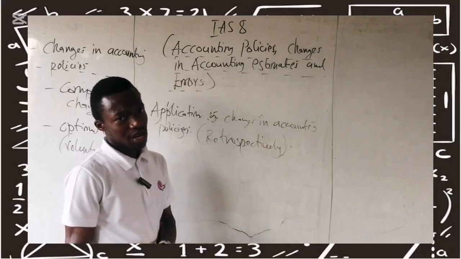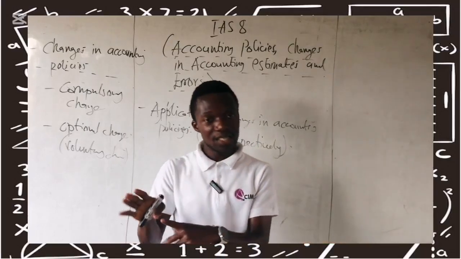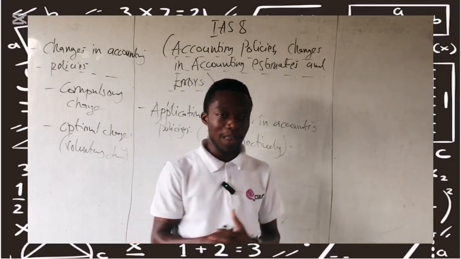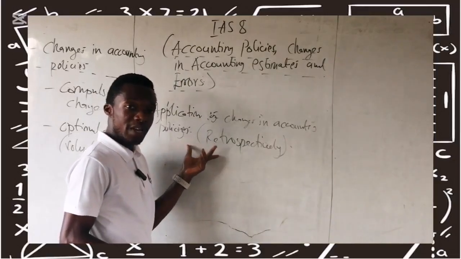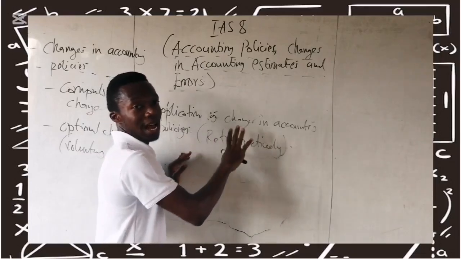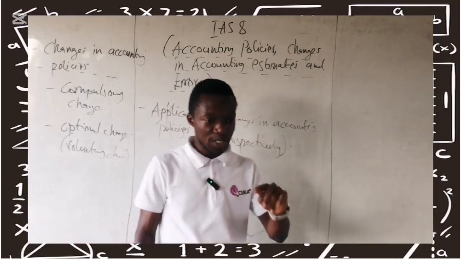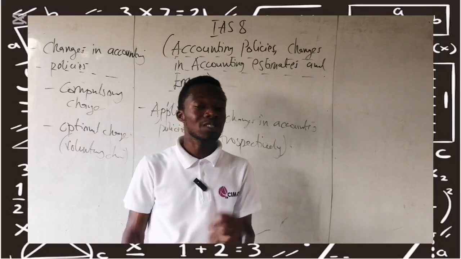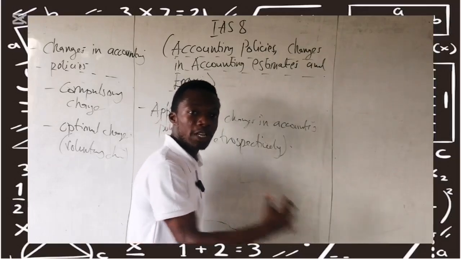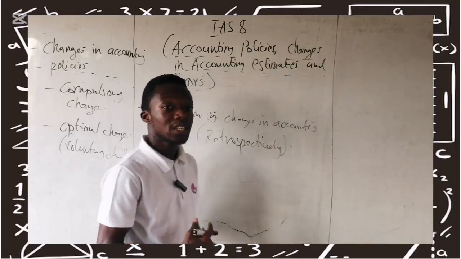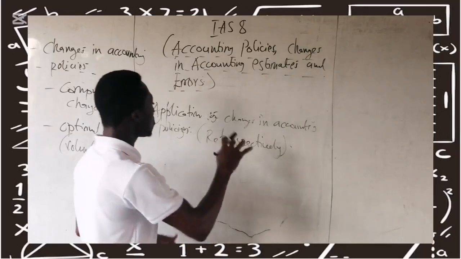But the big question one will have to ask is, if we don't have the previous, say, 10 years financial statements available, how then should the change be applied? The standard says that if we don't have such previous information, then the change should be applied to the earliest time possible. But where the earliest time possible is also not practicable, then the change should be applied prospectively, that is from the date of the change. That's where the change becomes applicable. So that is the change in accounting policy when it comes to its application.